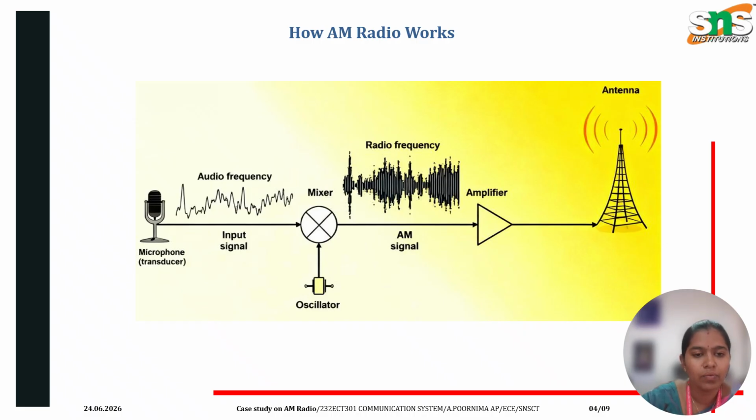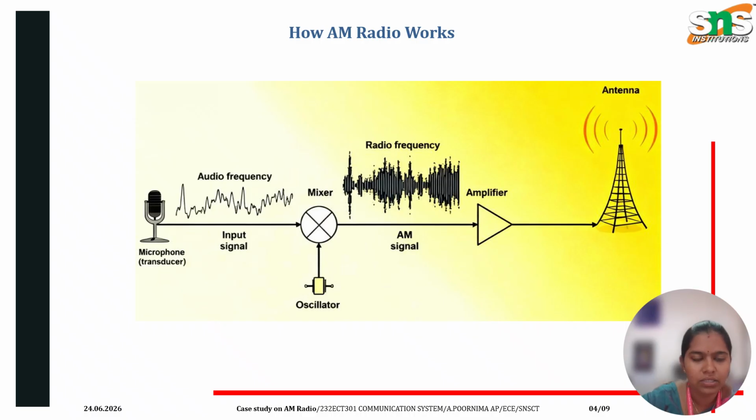Initially, while we are speaking, our voice is being recorded by the microphone, which is a transducer, which will convert our physical signal into an electrical signal. This is a low frequency audio signal. This cannot travel to a long distance receiver. So hence a modulator is used.